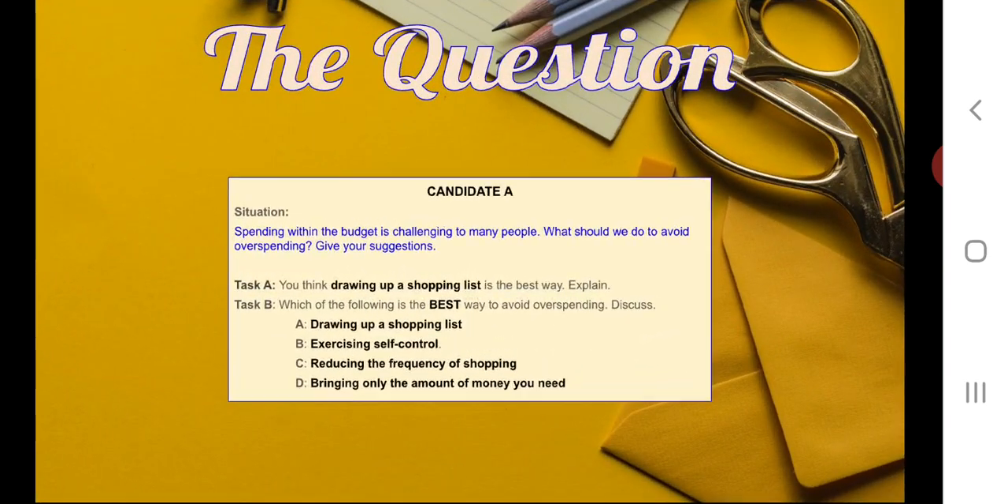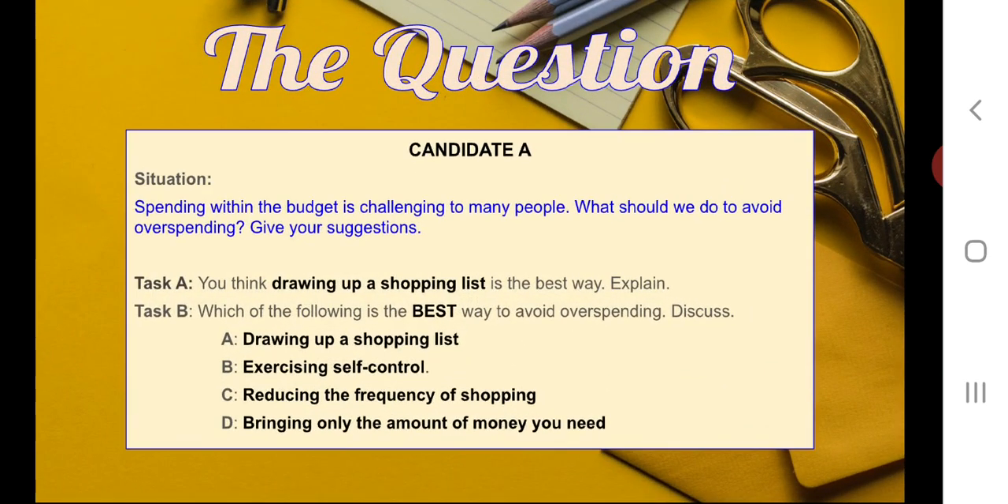Now let's look at the question. The question consists of the situation and the statements of the tasks. For example, like this one you see on the screen. This is the page of candidate A's question. Actually, all the candidates will present their tasks which is based on the same situation. All right, now let's take a closer look at this question.